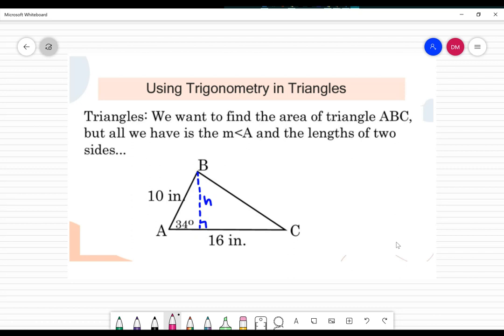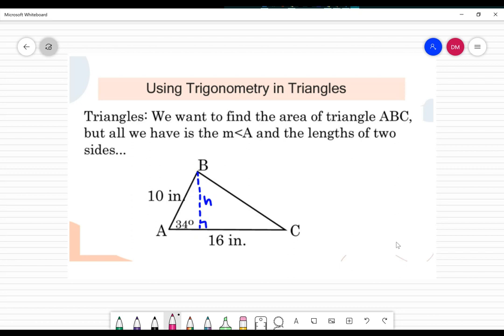regular equilateral triangles. Now, if you want a challenge, do these scalene triangles where none of the sides are the same measure. You could look at our assignment page for 9.2, questions 14 through 19 have triangles that are non-regular. And so how do we do these?